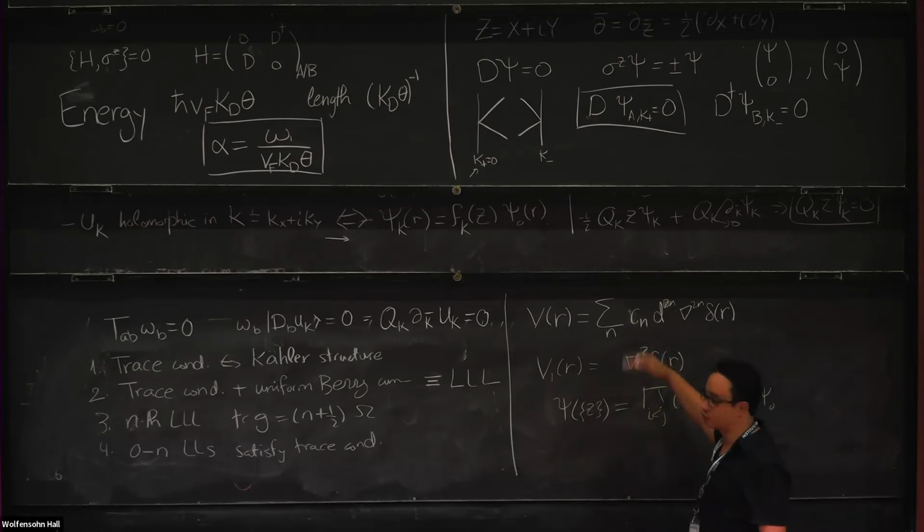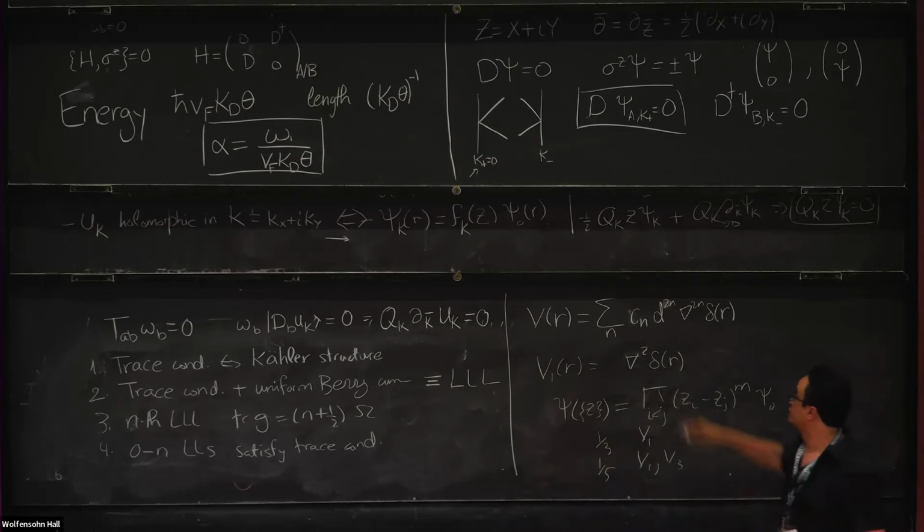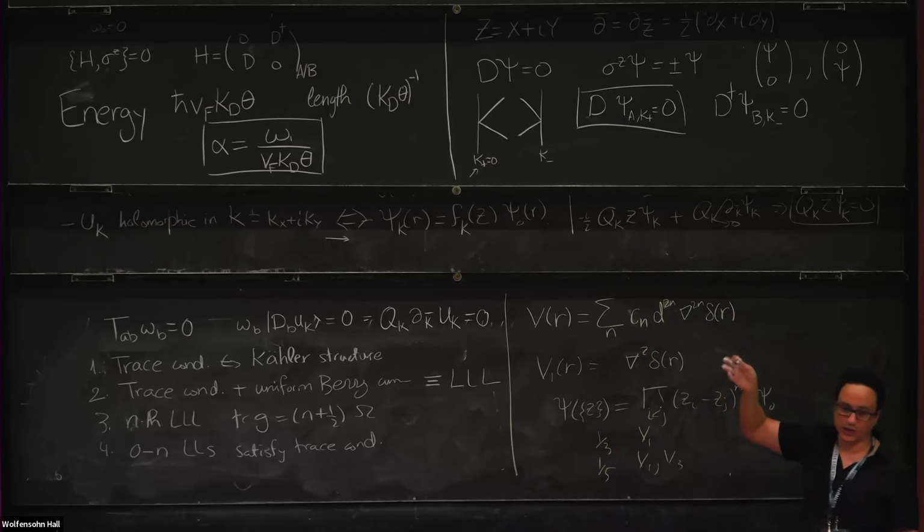And if I take higher pseudopotentials, they only annihilate higher Laughlin states. For example, the 1/3 state is annihilated by V1. The 1/5 state is annihilated by both V1 and V3, and so on. And of course, this sequence only has the odd powers because the even powers vanish by antisymmetry.